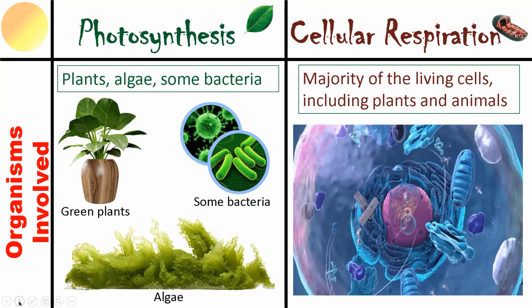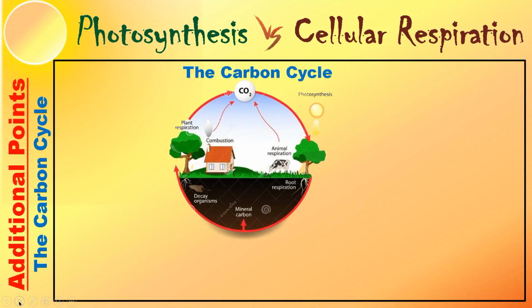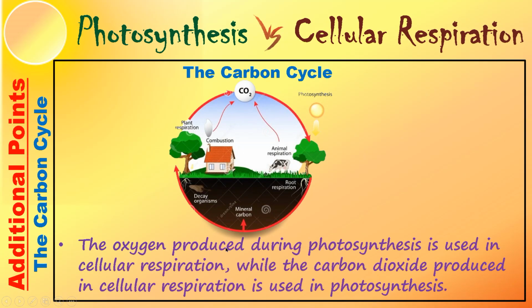One more interesting feature of these two biological processes is that they are part of the carbon cycle. The oxygen produced during photosynthesis by green plants is used in cellular respiration by animals, while the carbon dioxide produced by animals in cellular respiration is used in photosynthesis by green plants.